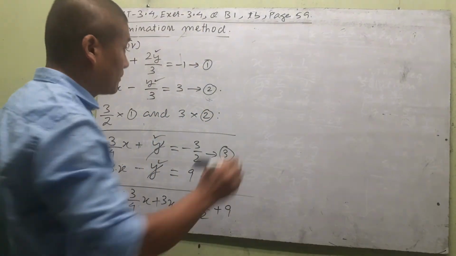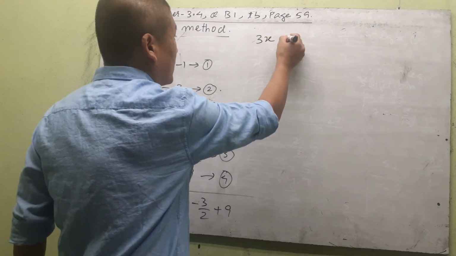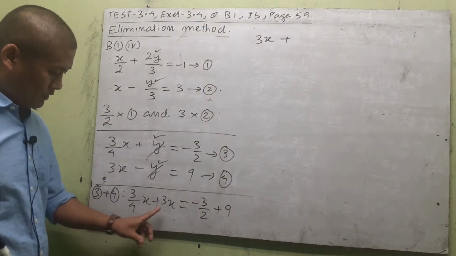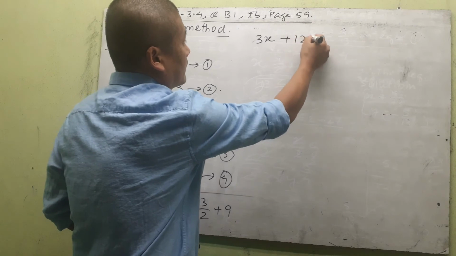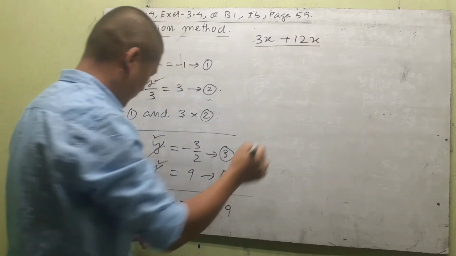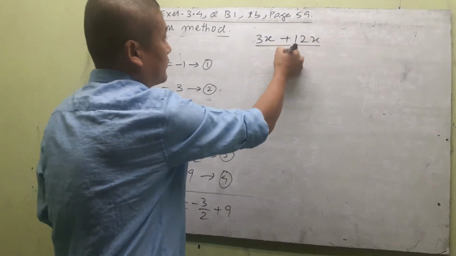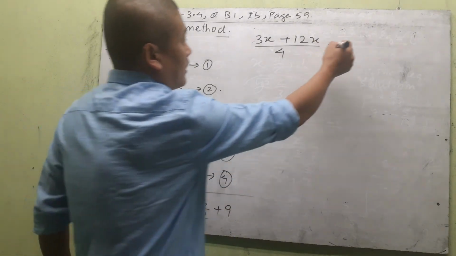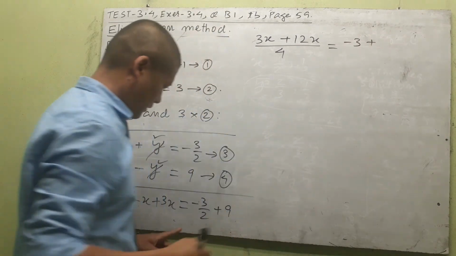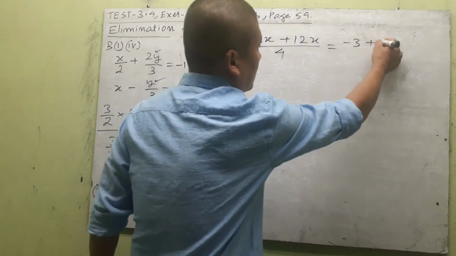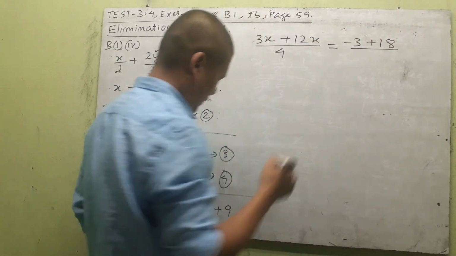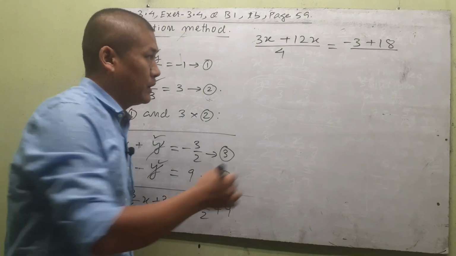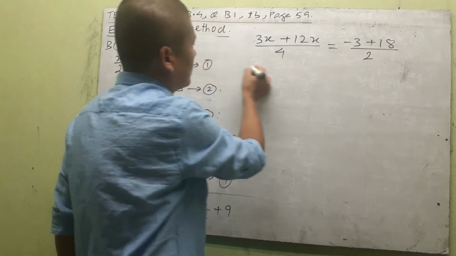So here 3x we write and plus, as you can see. Then 4 3s are 12x. Long line, because we have multiplied, divided by LCM 4, is equal to, likewise this also, minus 3 plus 2 9s are 18. Since multiplied, long line, because we multiplied up to here, divided by LCM 2.